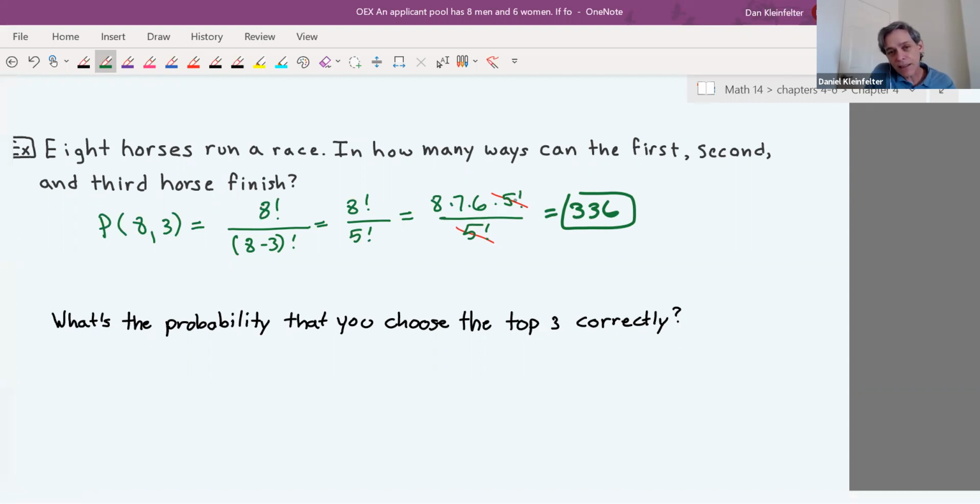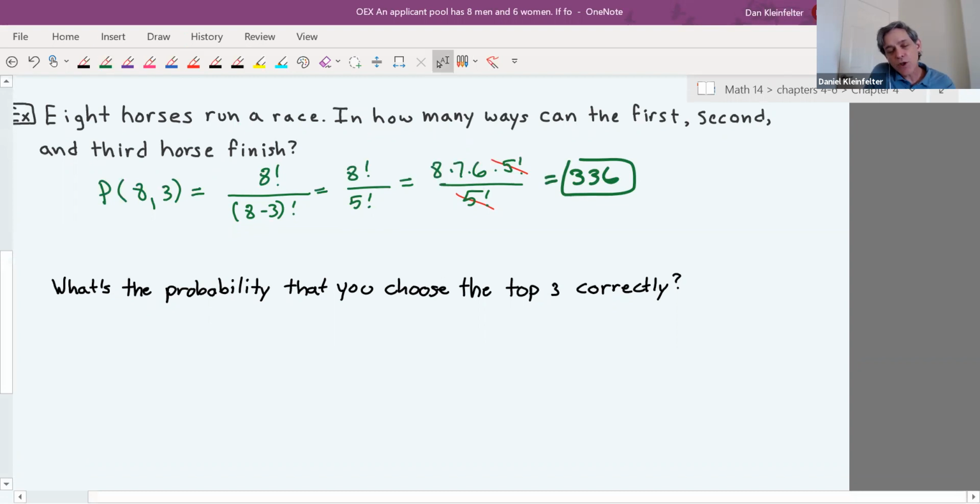Now, to contrast that, we want to find the probability that you choose the top 3 correctly. So let's say we've got this list of 8 horses. We want to pick the 3 horses that will win. Who will be first? Which horse will be second? Which horse will be third? What is the probability that you make that selection correctly? So there, we've seen just now that there are 336 total possibilities, but only one of them is correct, right? So it's a 1 in 336 chance. And that's about 0.003. So you have about a 0.3% chance of figuring out those top 3 winning horses correctly.